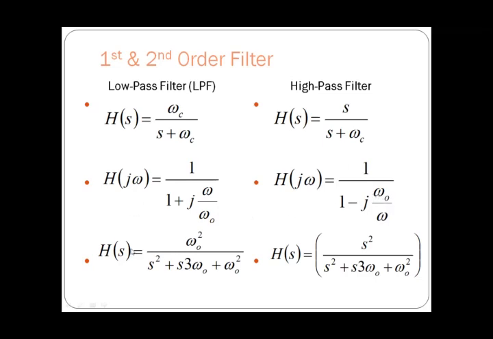In case of second order low pass filter, the transfer function will be omega naught square divided by s square plus s into 3 omega naught plus omega naught square. In case of high pass filter, it is s square divided by s square plus s into 3 omega naught plus omega naught square. So these are the differences between the high pass and low pass filters when we observe the transfer functions of the filters.